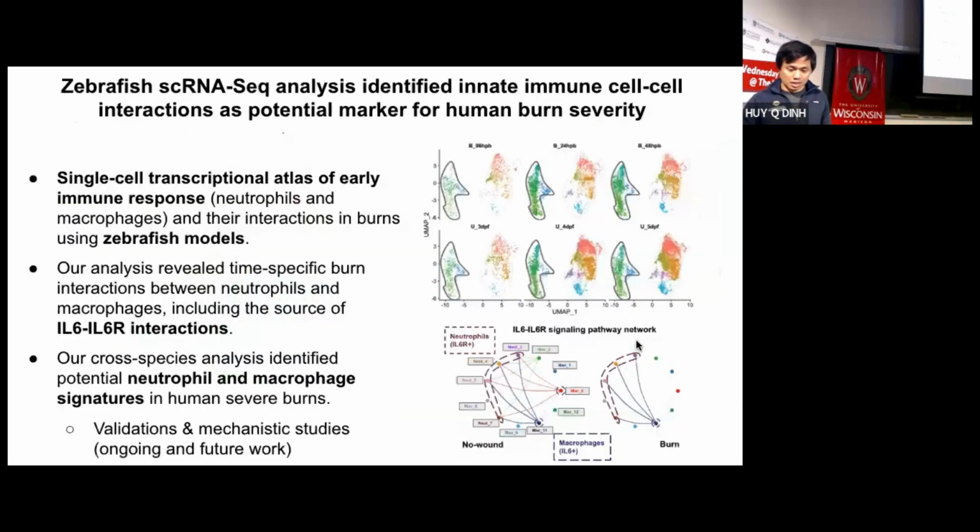So with that, I'm going to end the first part of my talk, where we used zebrafish single cell analysis to identify the cell-cell interactions that have potential as a marker for human burn severity. We identified the source of the IL6 interaction, and we identified several markers that we are trying to validate and study mechanistically now. Any questions for the first part, or can I move on to the next part?